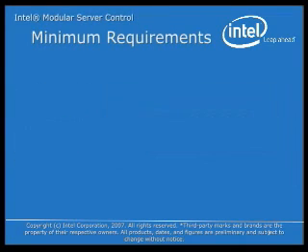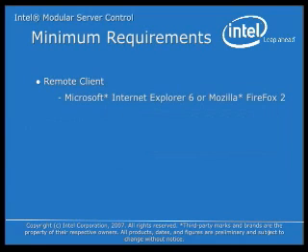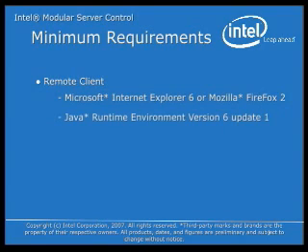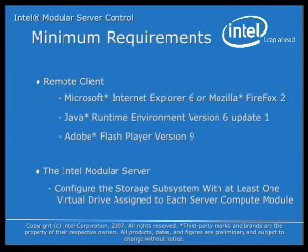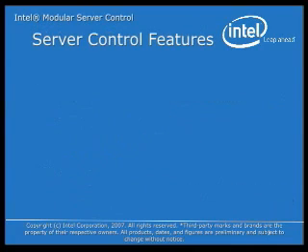There are a few minimum requirements to setting up the Intel Modular Server. For the remote client, the minimum requirement is Microsoft Internet Explorer 6 or Mozilla Firefox 2, Java Runtime Environment version 6 update 1, and Adobe Flash Player version 9. To configure the system, you must configure the storage subsystem with at least one virtual drive assigned to each server compute module. Now let's take a look at the Intel Modular Server Control features.